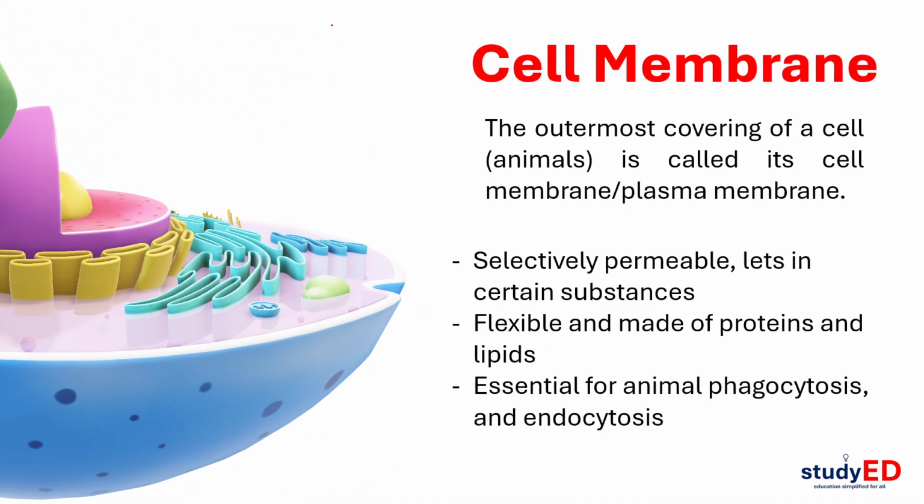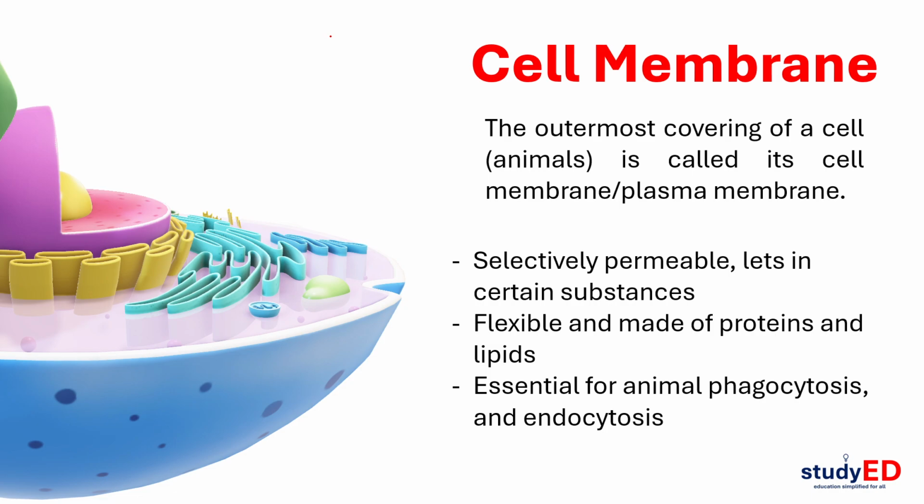Cell membrane, very simple. Outermost covering of a cell. This distinguishes it in animals, because in a plant cell you have a cell wall also. So the outermost covering of a cell in an animal is called a cell membrane or plasma membrane, a protective covering for both cells. This is selectively permeable, meaning semi-permeable. It only allows transport of certain substances. This membrane is very flexible and made up of proteins and lipids. Another reason why the cell wall exists is for protection.